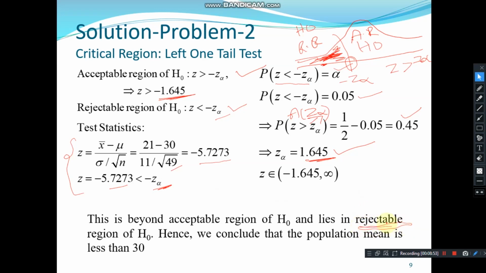H naught is rejected. But what is the H naught value? H naught is mu greater than or equal to 30, and this is rejected. Then what is accepted? Mu less than 30 is the acceptable statement. What does mu less than 30 indicate? The given population mean is less than 30. Yes, this claim is true, and it is verified by the test of hypothesis using the standard normal distribution, the Z statistic. So this is how we have to do it.